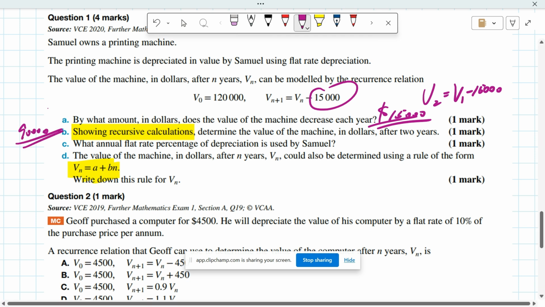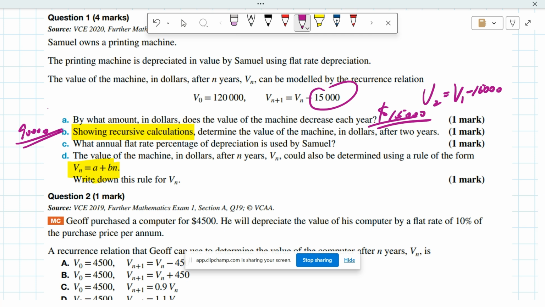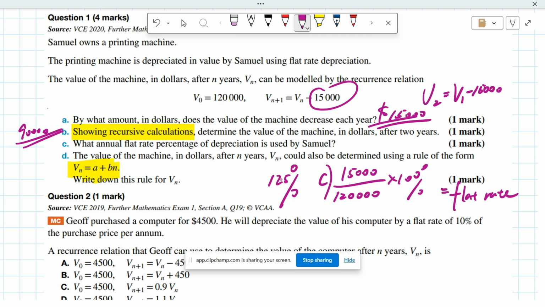That's the big question. Then the annual flat rate, which percentage? We're going to try to find the flat rate percentage. So what we do is use the depreciation amount over the total amount, multiplied by 100%. Once you calculate it, that's the flat rate as a percentage. After that calculation, 12.5% will be the flat rate.